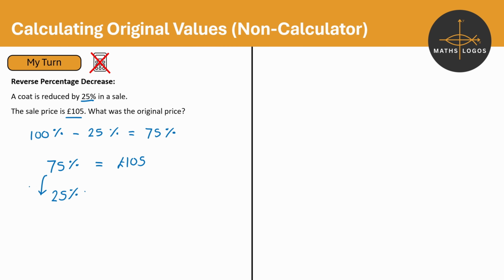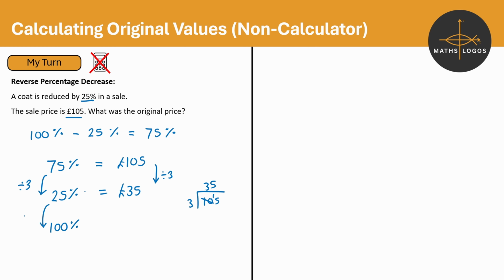And I know that there are 3 25s in 75, so I need to divide 75 by 3 to get to 25. So I'll divide this by 3 as well. Set up your short division, it's non-calculator. 3 goes into 10 3 times with 1 left over. 3 goes into 15 5 times. So 25% is £35.